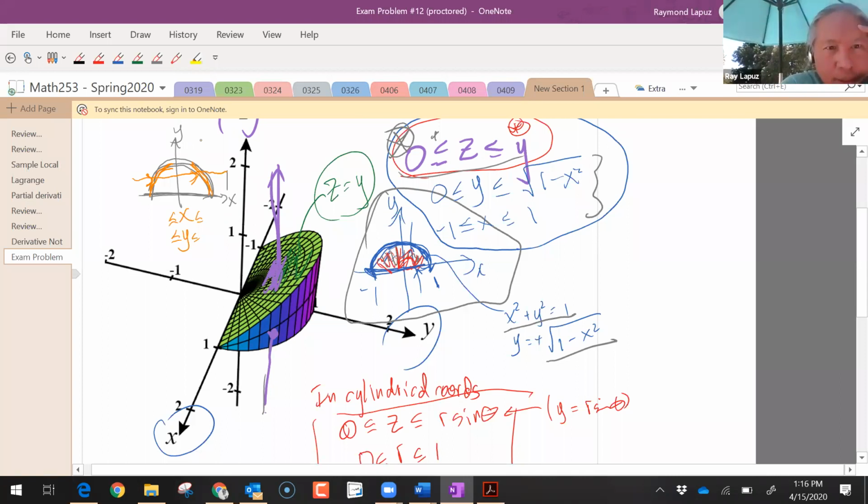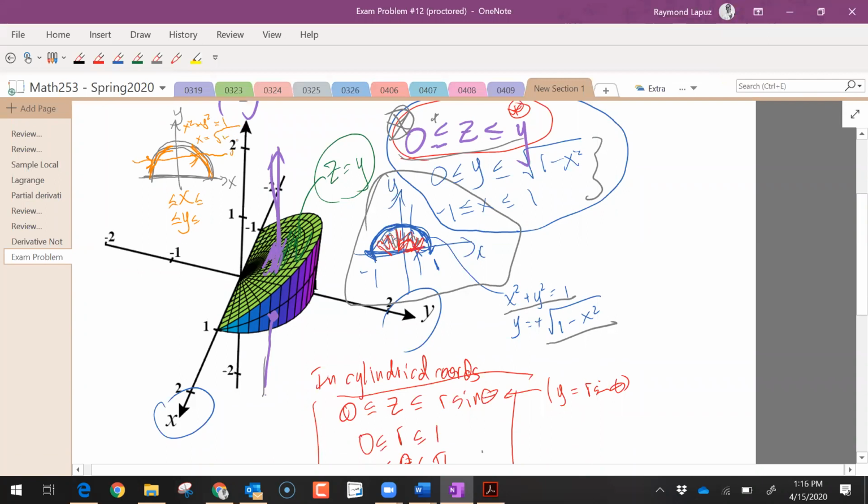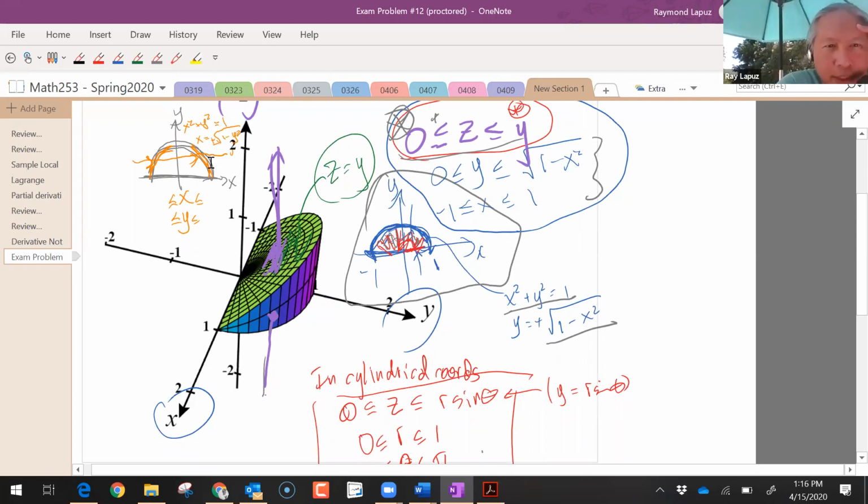So I need to write my x squared plus y squared is equal to 1. I need to write that with x by itself, as a function of y. That's not the difficult part. The difficult part is that in this case, I would need to consider the plus and the minus.